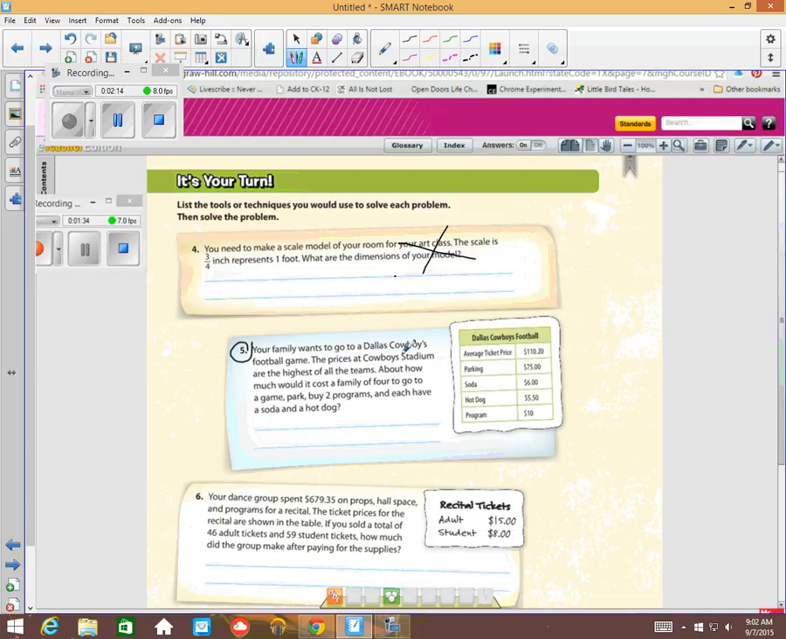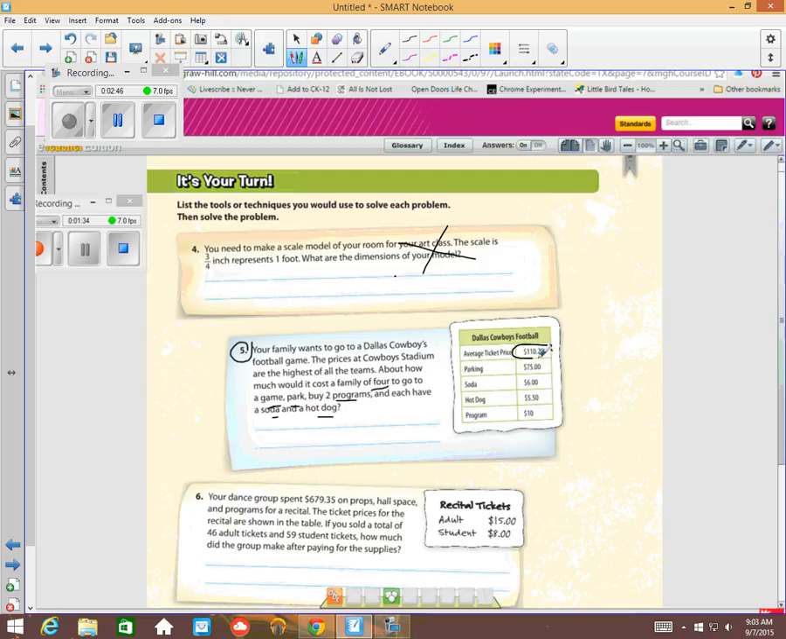It says your family goes to a Dallas Cowboys football game. The prices at Cowboys Stadium are the highest of all teams. About how much would it cost a family of 4, that's a key number, to go to a game? So you got to go to the game, they got to park, and they got to buy 2 programs and a soda and a hot dog. Okay, so basically, a family of 4. So the average price is $110.